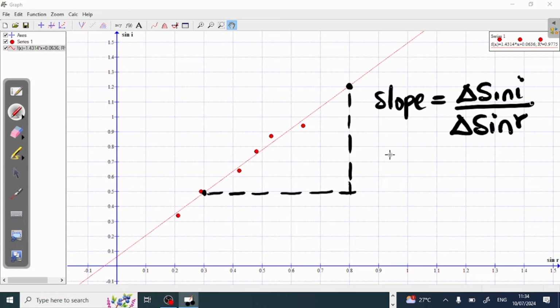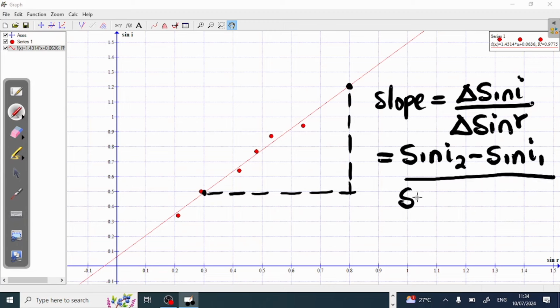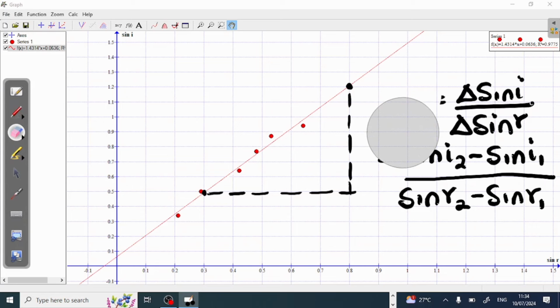So I have this, and this is equal to, your formula is, sine i1 or i2, please, excuse me, becomes sine i2 minus sine i1 all over sine r2 minus sine r1. So how do I get the value of sine i1, sine i2, sine r1, and sine r2? Okay.